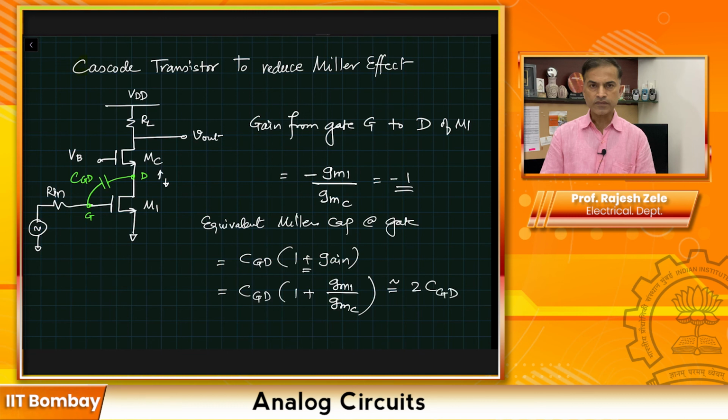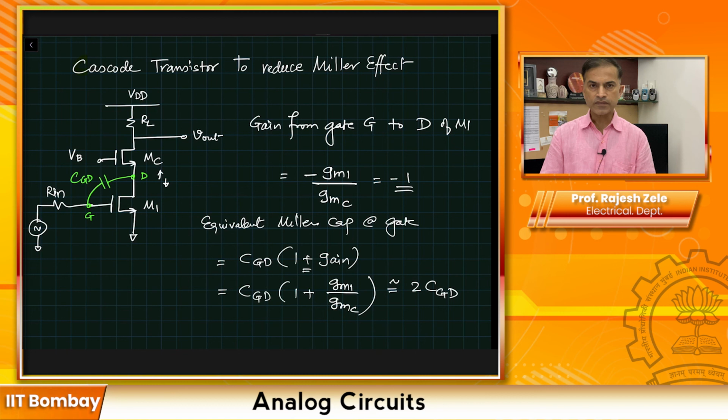So CGD is quite small. CGS is very large, but CGD is quite small because it represents overlap capacitance. Earlier we had the whole gain of GM R out of the transistor multiplying CGD, and that can be 10 to 50, so it could be a large number. In this particular case, it's just 2 CGD, so it's not that bad. So we can say that the cascode stage will reduce the Miller effect impact without really reducing the gain.